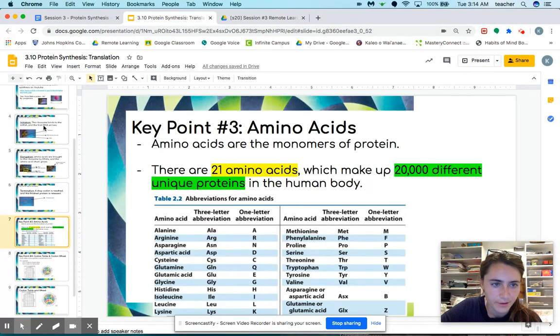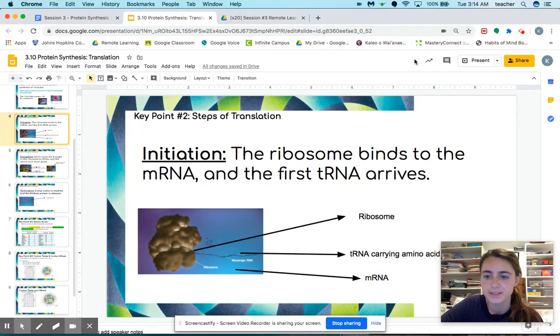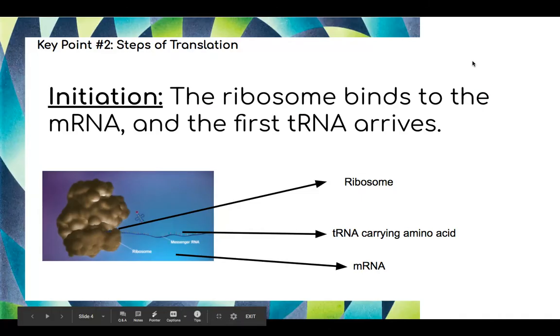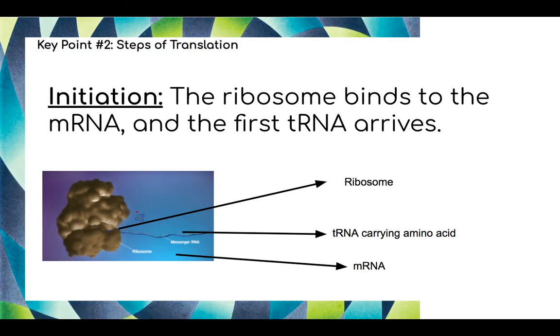Gonna go through each of those steps in order so that you can take notes. Okay, so just like before, we have 3 steps. Starts with initiation, which means beginning. This is when the ribosome binds to the mRNA. Here's that big ribosome. Here's that mRNA. And then this is the tRNA arriving.